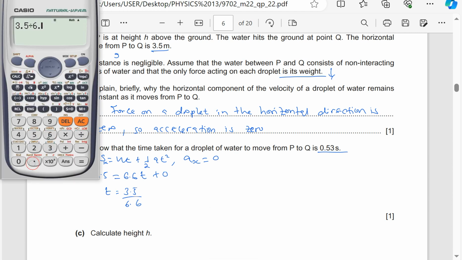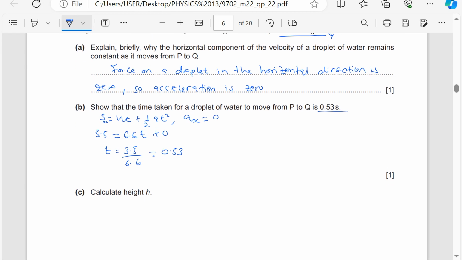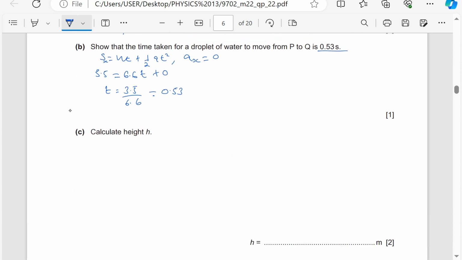3.5 divided by 6.6, which gives us 0.5303 recurring. So this is 0.53 seconds, as required. Then calculate the height h.